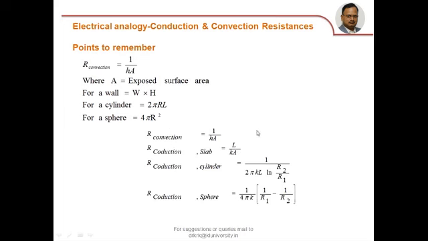So in a nutshell, we can say that whenever you are trying to solve a problem on conduction, the solids offer resistance for heat transfer by means of conduction. So they exhibit some conduction resistance given by these formulas. Whenever a solid is exposed to a convective environment, that is when the h value is given, the convective resistance is given by the formula 1 by hA.